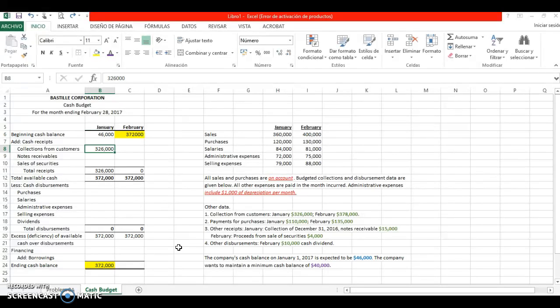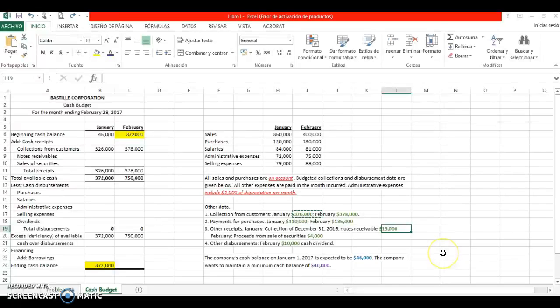Afterwards, we're going to enter collections from customers for January, $326,000. We're going to ignore what it says for sales because the problem states that all sales and purchases are on account. So we're only going to use the data provided under other data. We'll do the same thing for February. We get $378,000.